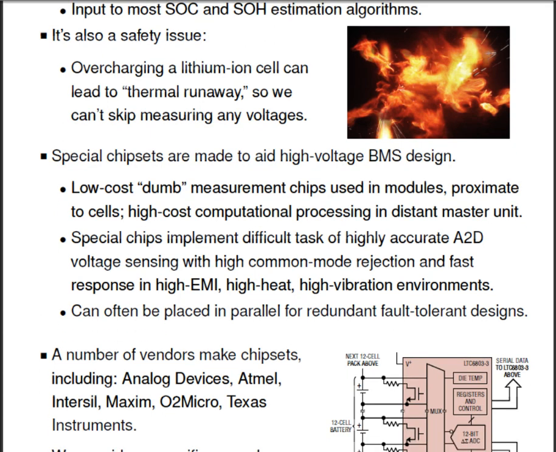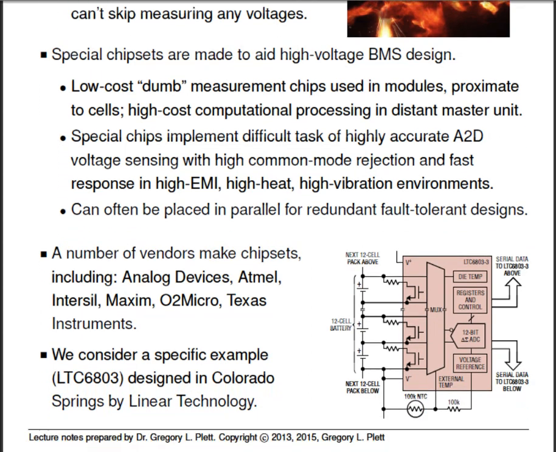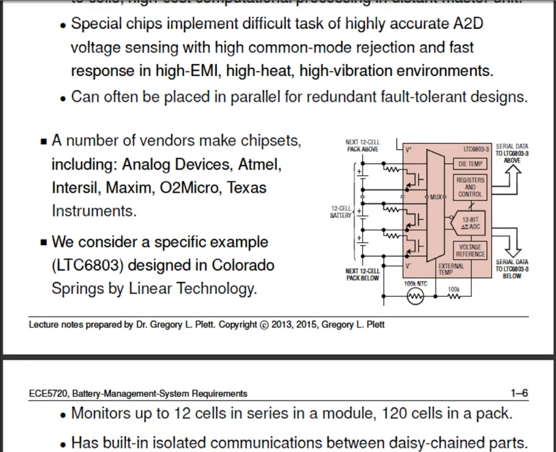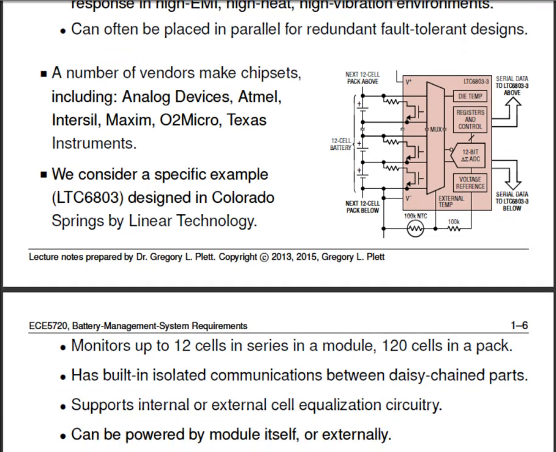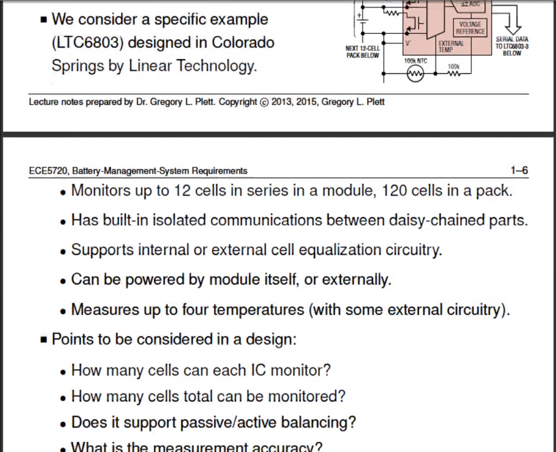So special chipsets are made to aid high voltage BMS systems. It is using low cost dumb measurement chips. It is using special chips that are implementing actually difficult tasks. It can often be replaced in parallel and redundant fault tolerant designs. A number of vendors make chipsets including Analog Devices, Atmel, Intercell, Maxim, O2 Micro, Texas Instruments, etc. So you can just go through them.